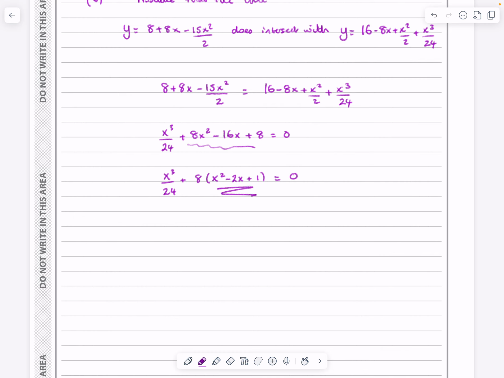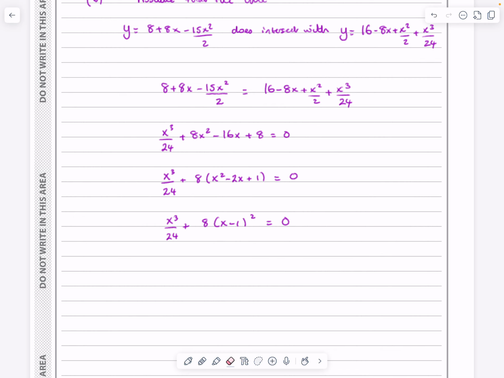And then this bit here, no excuses. You've just got to get good at doing these. That is x minus 1 all squared. You should know x minus 1 all squared, x plus 1 all squared. Anything that's a perfect square, well, let's write that down as my next bit, and then I'll explain what we're doing. Plus 8 times x minus 1 all squared is equal to 0.